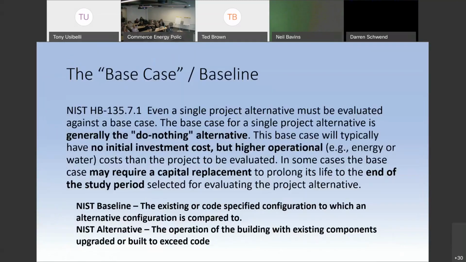Now, to simplify it, often the base case is do nothing. So maybe you've got this building and the base case is to continue operating as is with no capital improvements. That makes a very simplified base case that you could compare to. The alternative is I take out these lights and put in new lights with a capital cost, and I have reduced operation and maintenance benefits over time that I can evaluate.